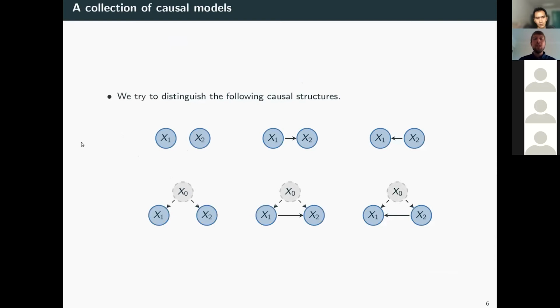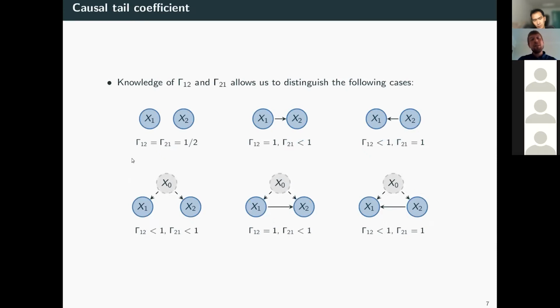Of course, there are different causal structures, and for two variables, I listed all possible structures here. So basically, we can have independence, X1 causing X2, or X2 causing X1, and we can also have an additional unobserved confounder that might influence the two of them. And now we can actually show that the value of these two coefficients, gamma 1,2 and gamma 2,1, helps us to uniquely identify which of the 6 cases we have, or which of the causal directions at least we have. So if we have independence, then both coefficients would be equal to 1/2. If X1 causes X2, as we've seen in the example before, then gamma 1,2 is 1 and gamma 2,1 is smaller than 1, and the other way around, of course, for X2 causing X1.